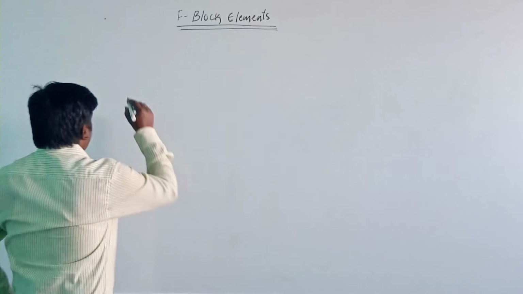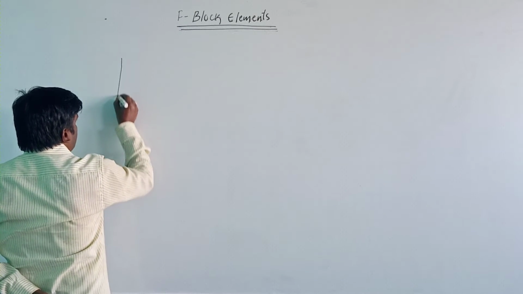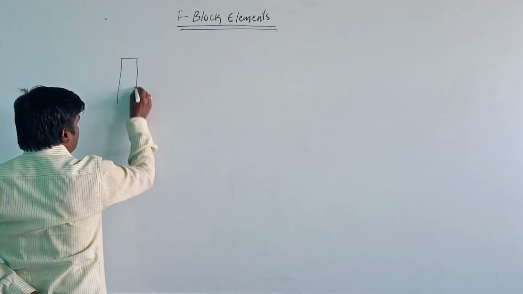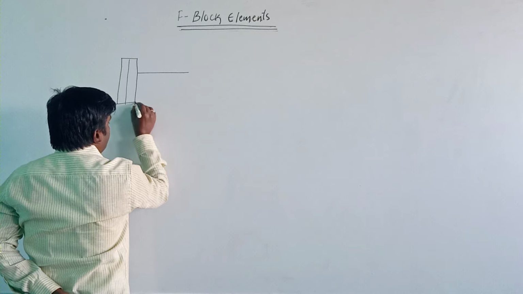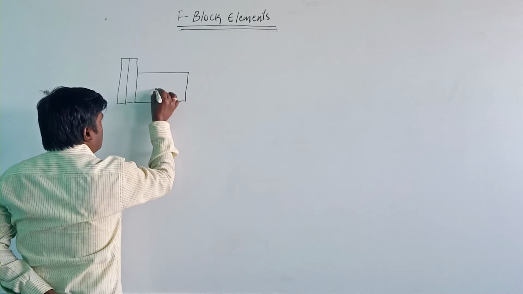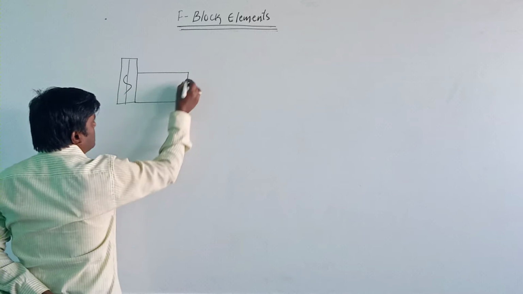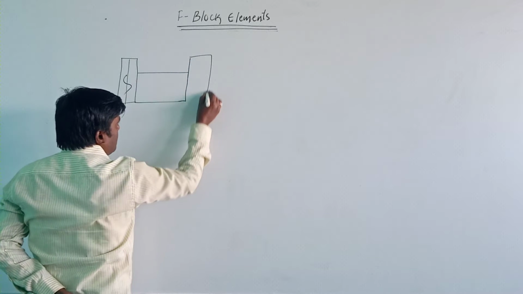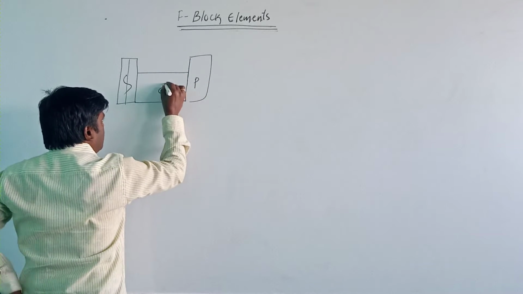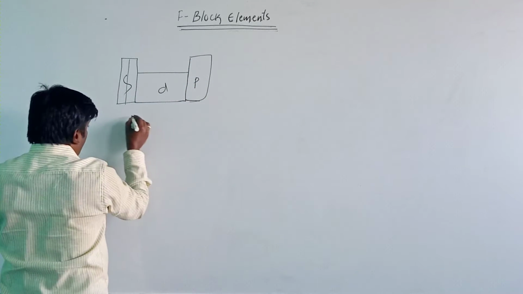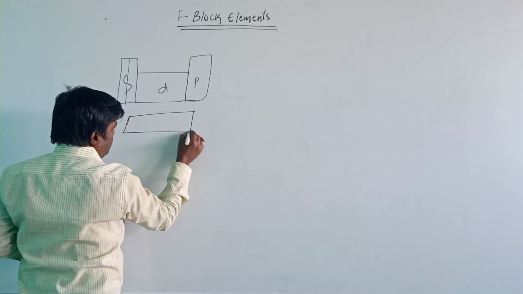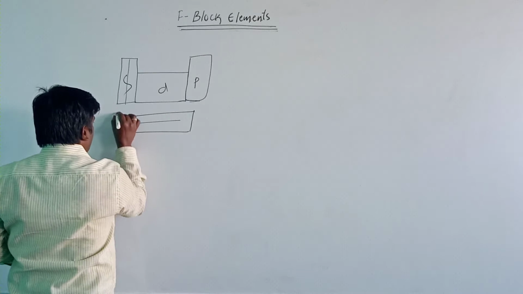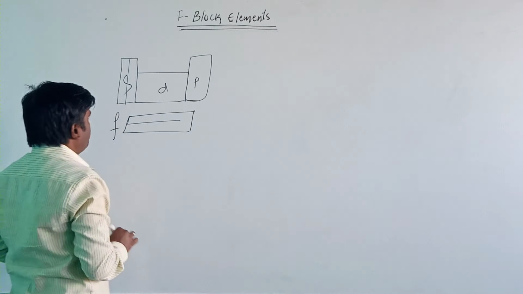When we observe the periodic table, first the S block elements are present, then the P block, then the D block, and then the F block elements lie below the periodic table. These are the F block elements.